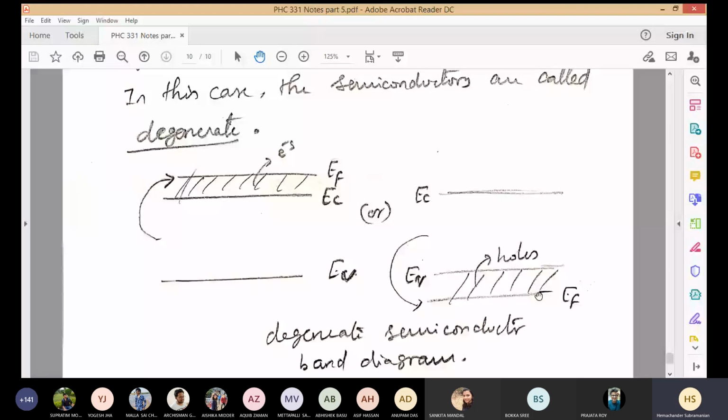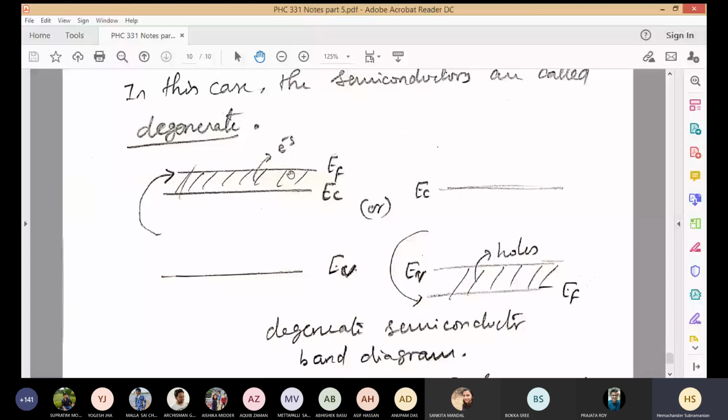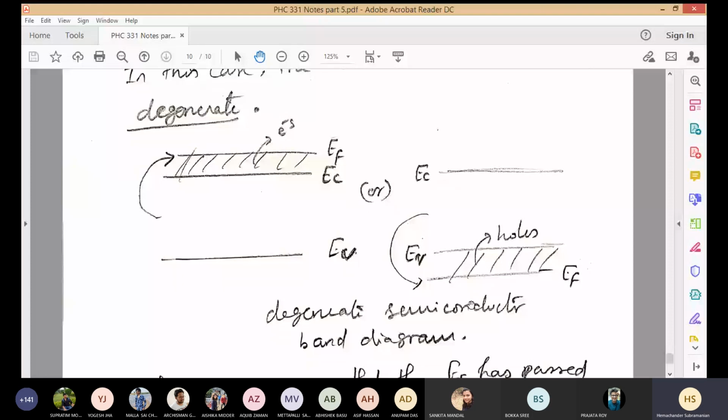So basically, because there are free electrons and free holes available even at temperature T equals 0, these materials behave like metals.